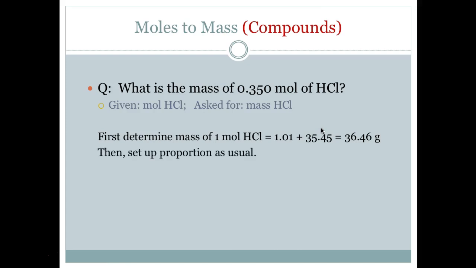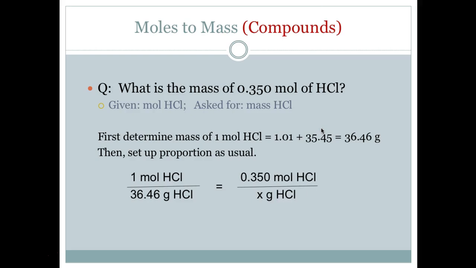Add them together to get the molar mass of HCl. Now, we're going to set up our proportion as usual. The first half will be the relationship we know. 1 mole of HCl equals 36.46 grams of HCl. We're going to set that equal to the information from the problem. 0.350 moles of HCl equals X grams of HCl. Cross multiply. Solve for X, and we find that 0.350 moles of HCl is equal to 12.8 grams of HCl, which makes sense since 0.350 is smaller than 1 and 12.8 is smaller than 36.46.